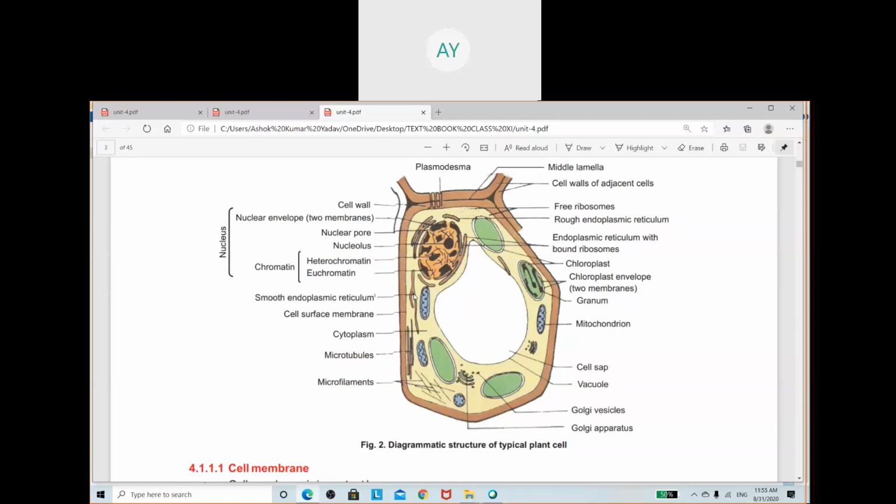Then you will find the Golgi apparatus, which is responsible for packaging of protein. So the rough endoplasmic reticulum is responsible for formation of protein, but packaging of protein and distributing the protein to all parts of the cell is done by the Golgi apparatus.